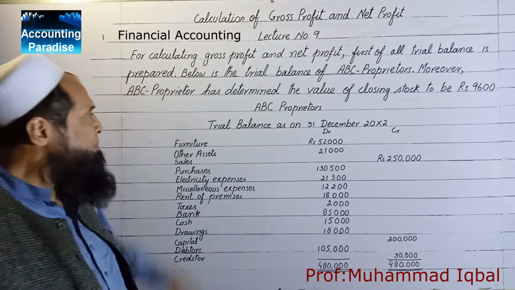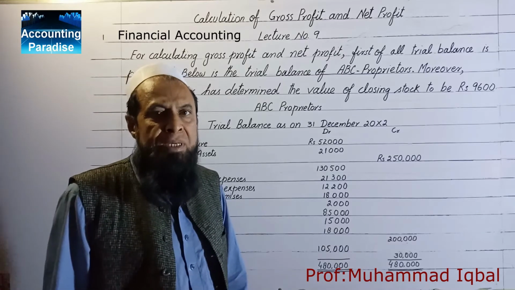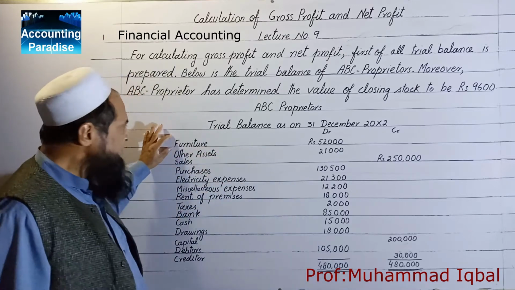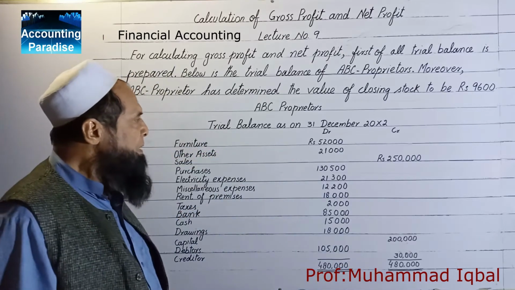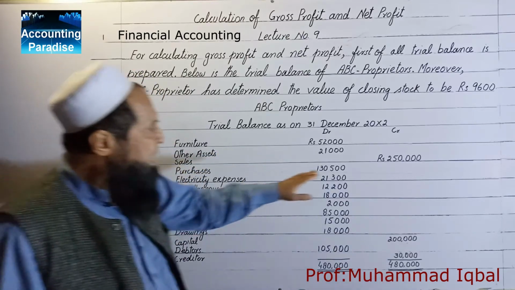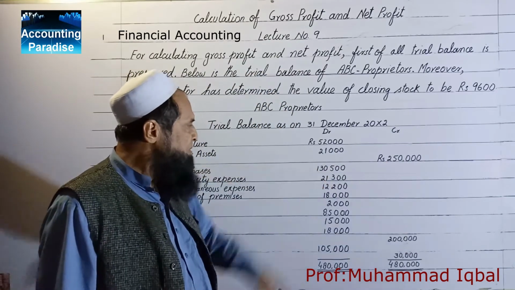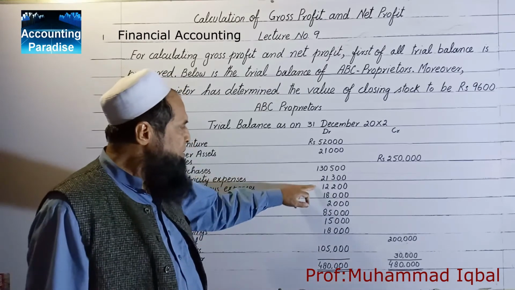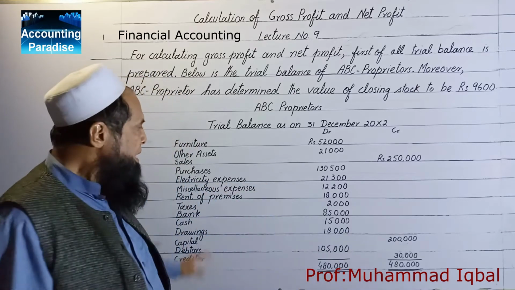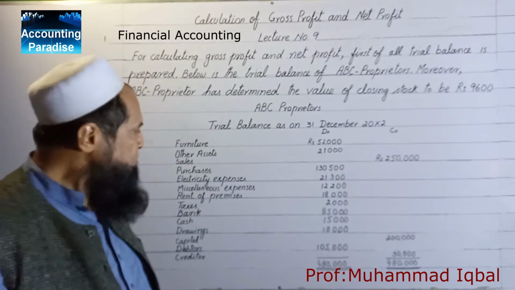Moreover, the ABC Proprietors has determined the value of closing stock to be 9,600. Now the trial balance contains furniture of 52,000, miscellaneous or other assets 21,000, sales of 2,50,000, and purchases of 1,30,500, electricity expenses of 21,300, miscellaneous expenses 2,200, rent of premises 18,000, and taxes of 2,000.